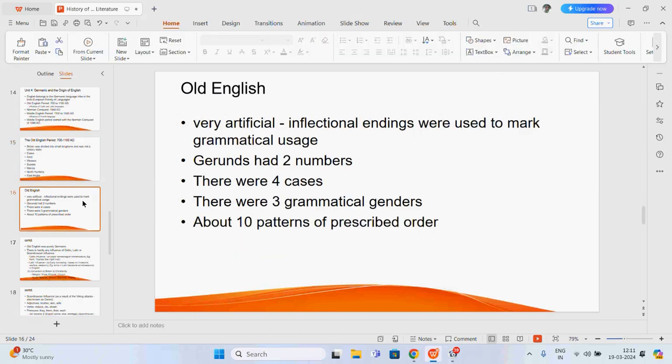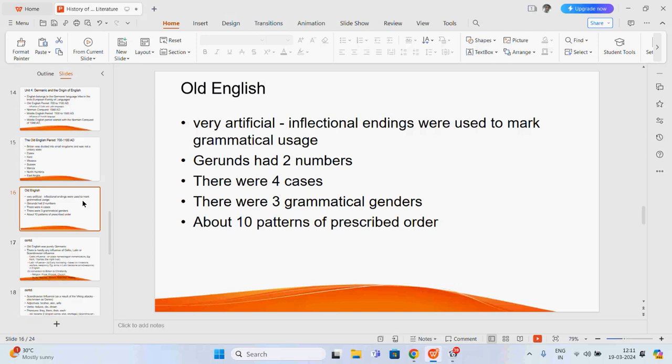Let us know more about Old English. Unlike English as we know today, Old English is a very, very strange language, very, very artificial. In fact, we need translation to study Old English. You cannot read Old English, you cannot understand Old English. It is extremely difficult from the kind of English we know today.